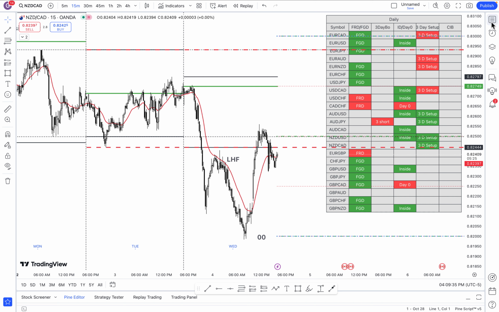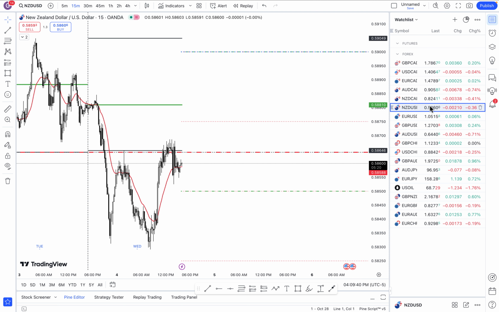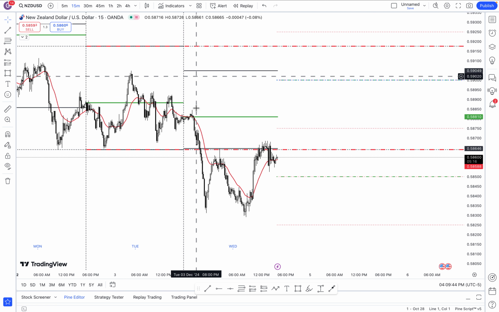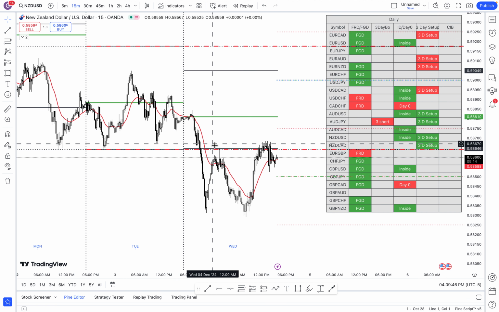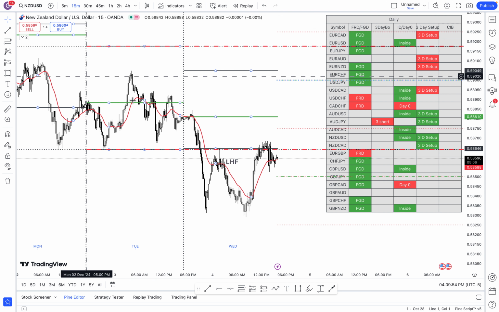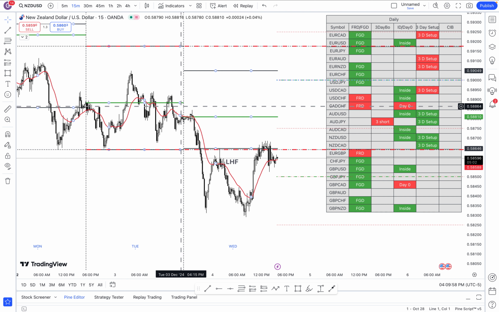Now let's take a look at NZD USD. An indicator picked up what? An inside day and a 3-day setup. Also an inside day first red day. A sell high of the high of session, low hanging fruit in London, out of balance for the continuation. Okay, so 3-day setup and an inside day and a first red day inside day.